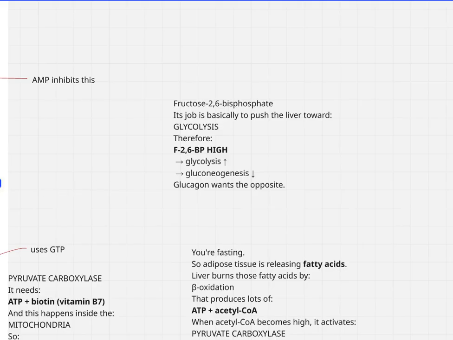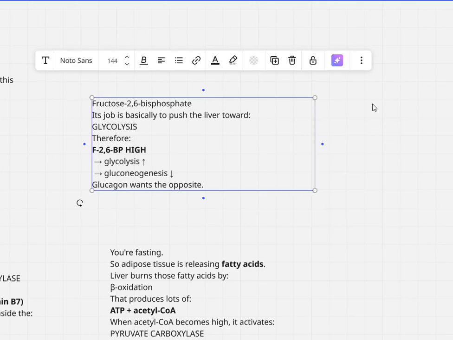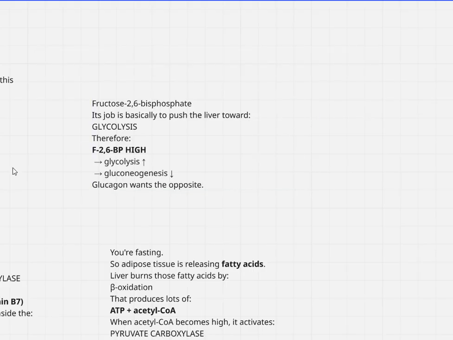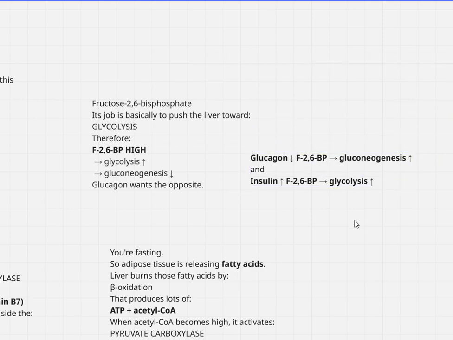Okay, this is the only thing that the examiners want you to remember. And insulin goes hand in hand with fructose 2,6 bisphosphate because insulin wants the same things that fructose 2,6 bisphosphate wants. Right? This is not that confusing, guys. If you go through this slowly, read these things, try to understand them, it makes sense.